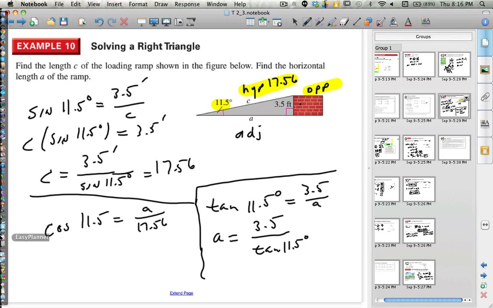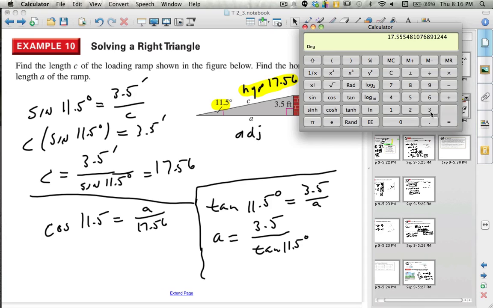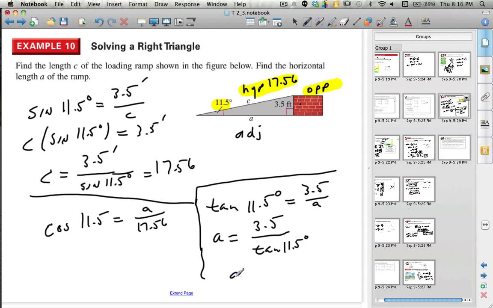If I go back to my calculator, I'm going to do 3.5 divided by the tangent of 11.5, equals, and I've got 17.2. Okay, so A would be equal to 17.2. That's the one I'm going to go with, 17.2. And I'm doing that because I have more confidence in that value. I have more confidence because I didn't round the 3.5. But let's solve this one.